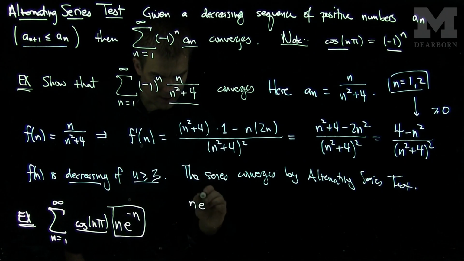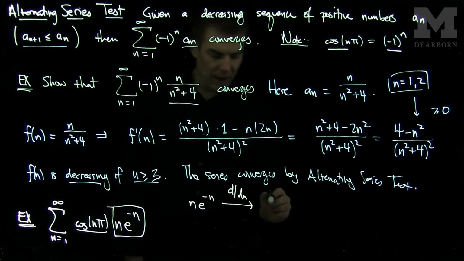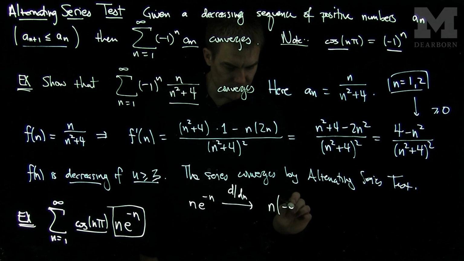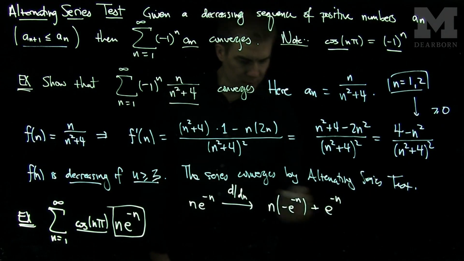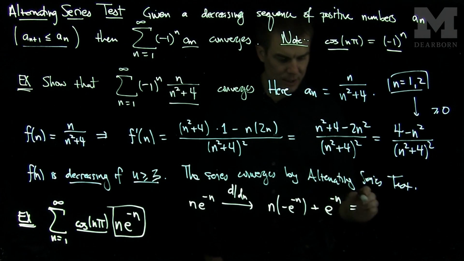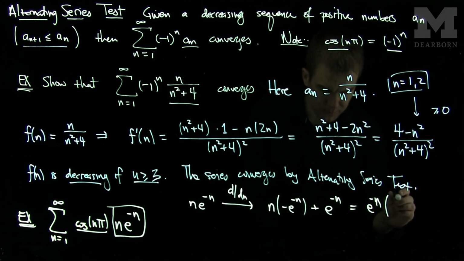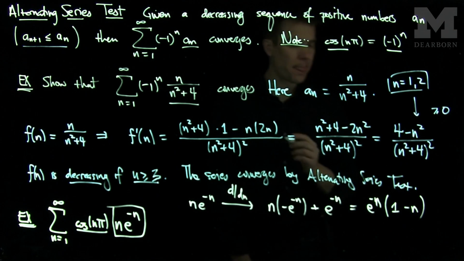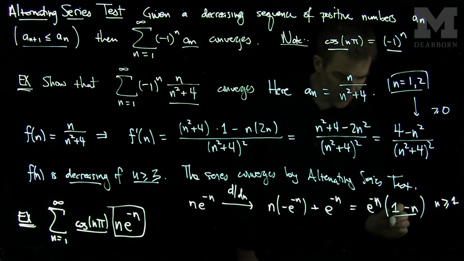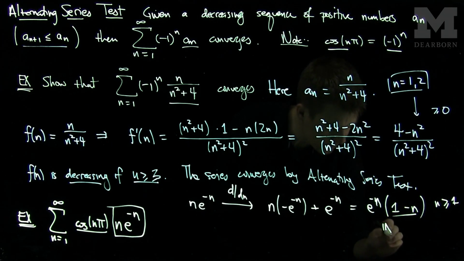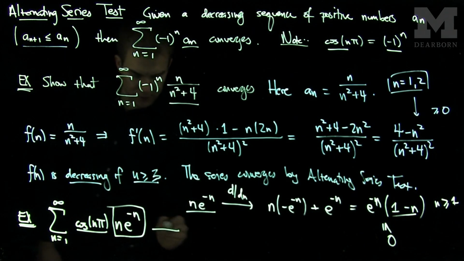If we look at n e to the negative n and compute its derivative with respect to n, we'll have the first function times the derivative of the second function, plus the second function times the derivative of the first. If we factor this out, we're going to have an e to the negative n times (1 minus n). We see that if n is greater than or equal to 1, this will be negative. So in fact this sequence, n e to the negative n, is decreasing, and therefore this series will converge by the alternating series test.